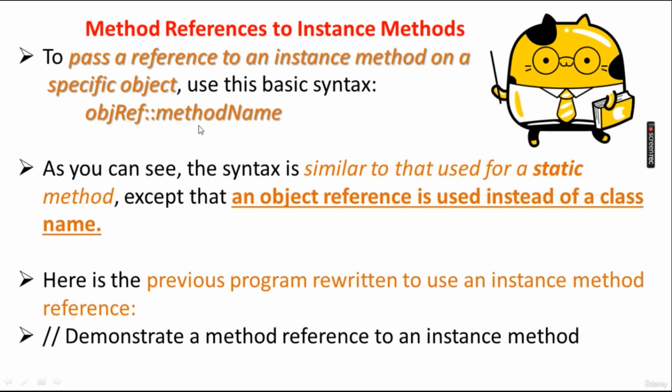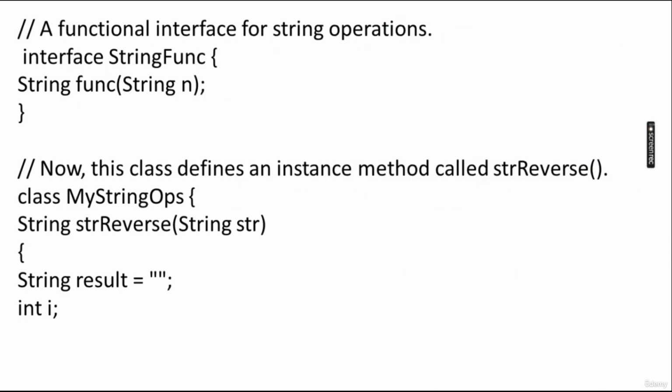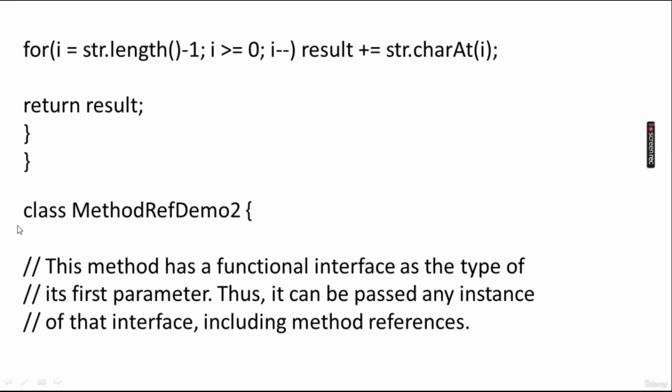Here is the previous program rewritten to use an instance method reference. This is the functional interface, same as previous. This class defines an instance method called stringReverse. This is not a static method, so how will you operate on it? MyStringOps object name, obj dot stringReverse. We have to create the object of this class and then call this, because this method is not static. Then this will be reversing the result.